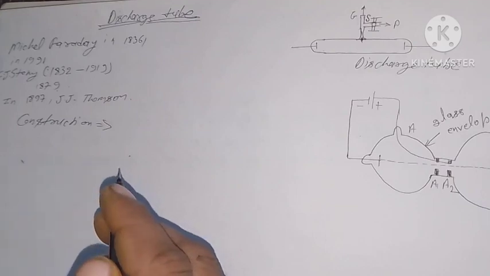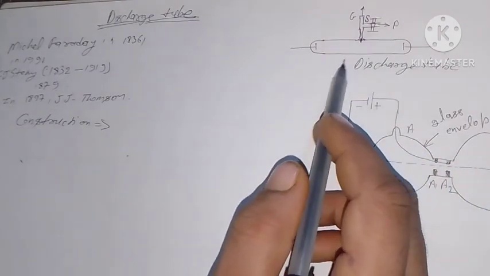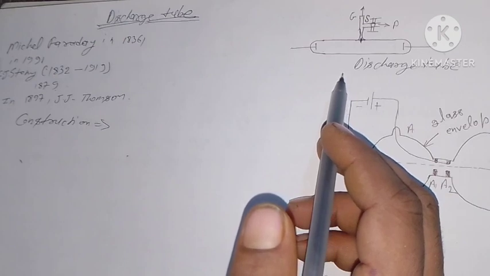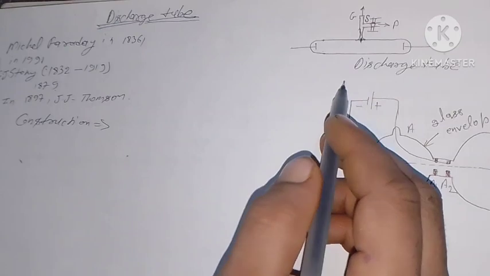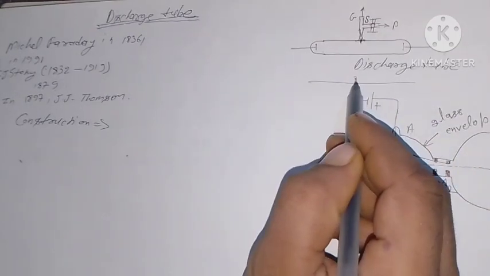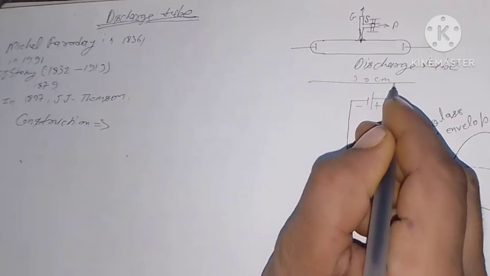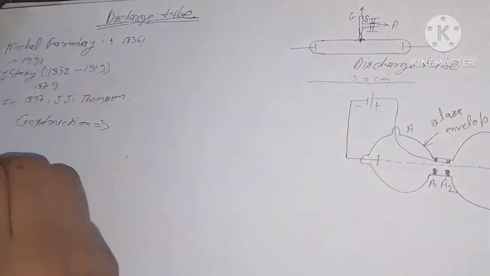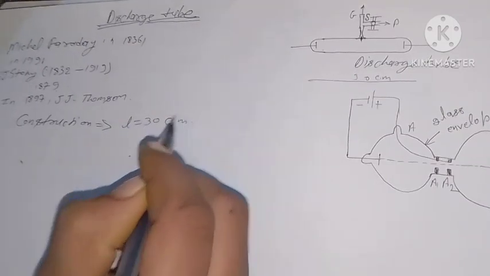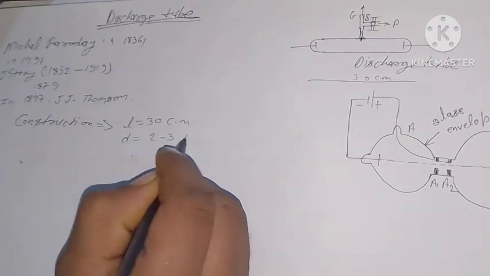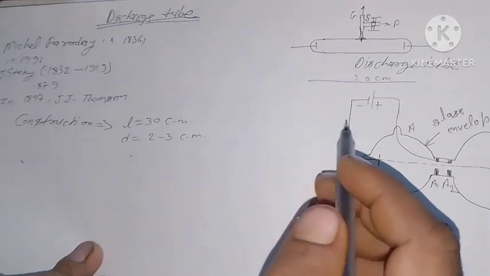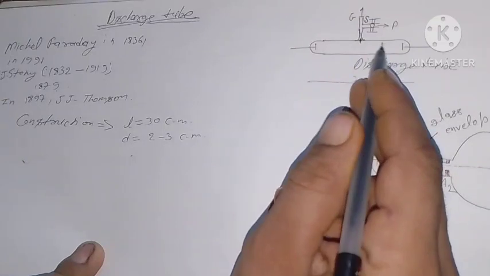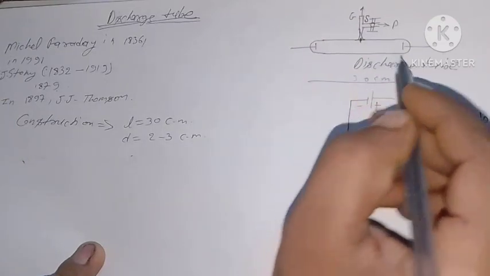Construction. It is about 30 centimeter long and 2 to 3 centimeter in diameter. It has two plain aluminum electrodes, the anode A and cathode K.